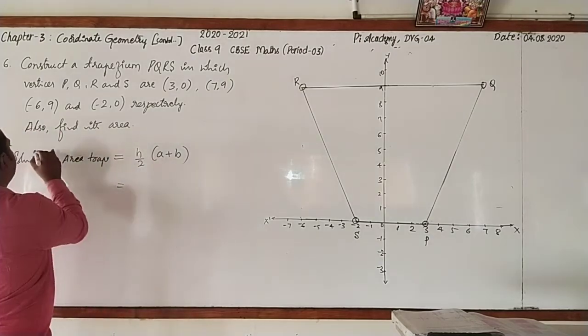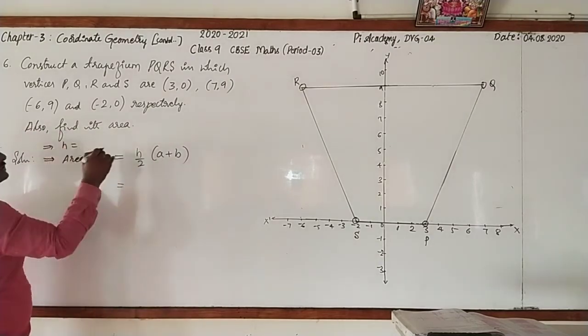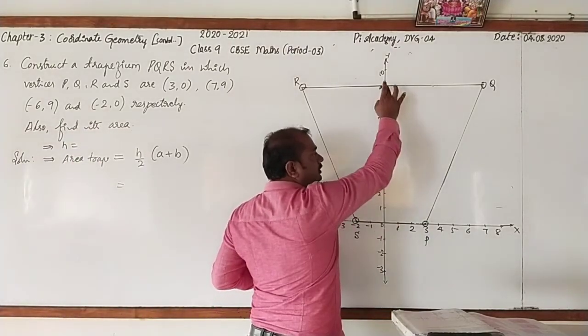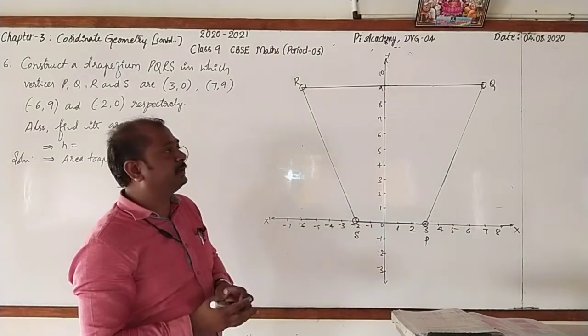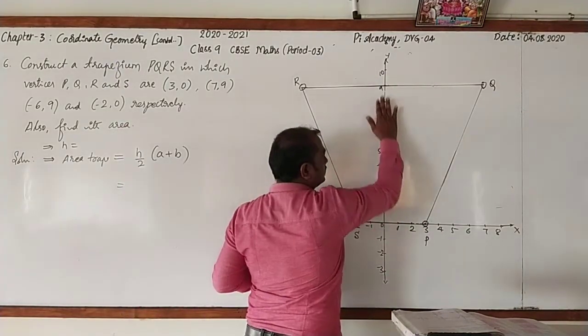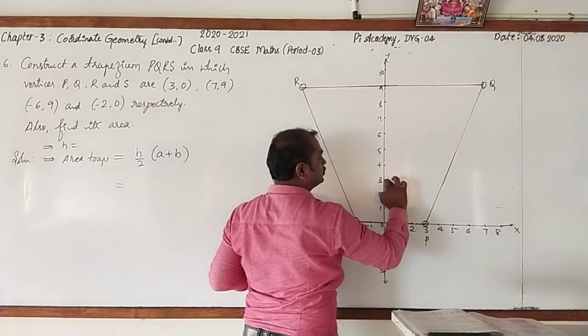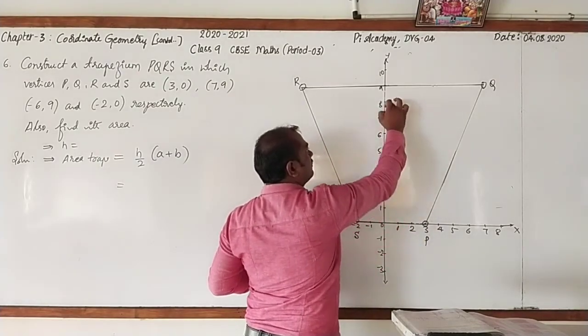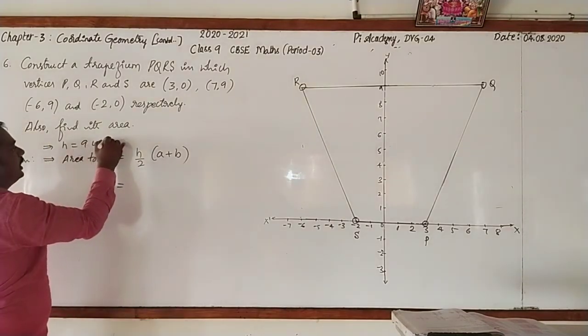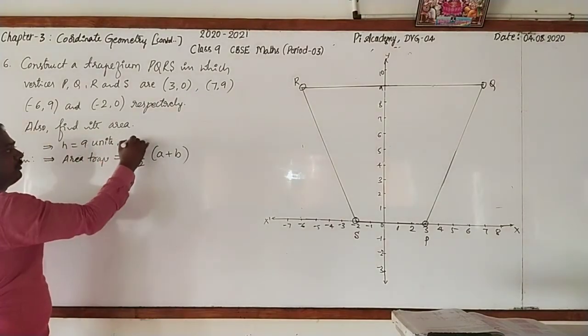Here first I'll go for writing h. H is how much? Which is the height? The perpendicular distance between the two parallel lines. That is height. Look here. This is count. 1, 2, 3, 4, 5, 6, 7, 8, 9. It is h is 9 units. Hope that you have understood.